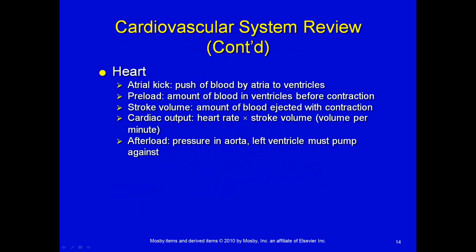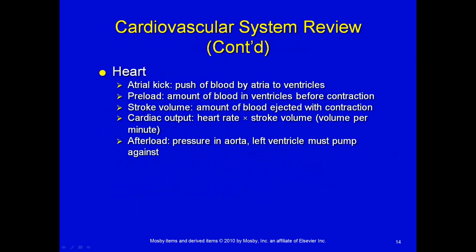Now, preload is the amount of blood in the ventricles before contraction. Stroke volume is the amount of blood ejected with each contraction out the left ventricle. And cardiac output, which is a factor of blood pressure, is determined by heart rate times stroke volume. Afterload is the pressure in the aorta that the left ventricle must pump against in order to move blood.